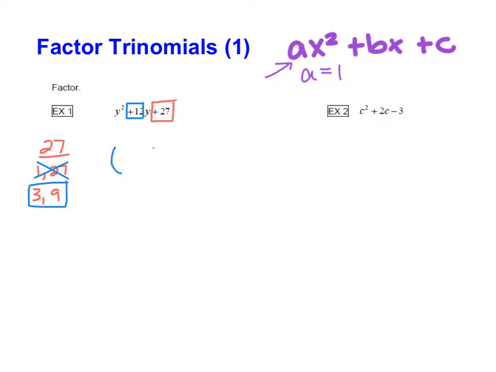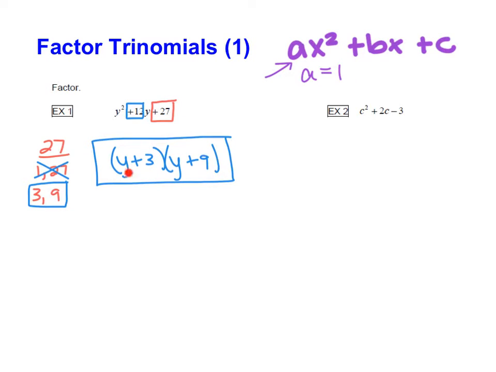So what we do is we automatically go to our two sets of parentheses. Our variable, the y, goes first, and then these two numbers go in the next spots, the positive 3 and the positive 9. And this is our factored answer. If we were to take this binomial times a binomial and FOIL it out, combine our like terms, we would end up with this trinomial from the beginning. Just a side note, if you had y plus 9 first and then the y plus 3, these are the same answers. They're both correct.